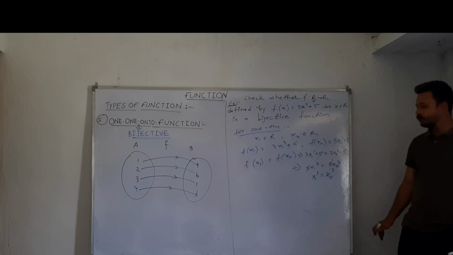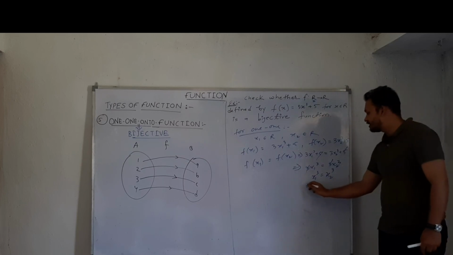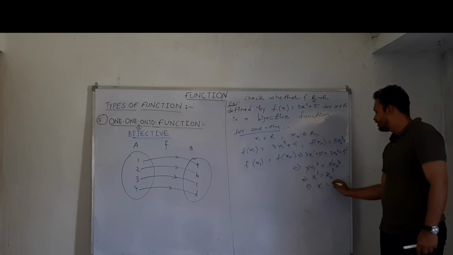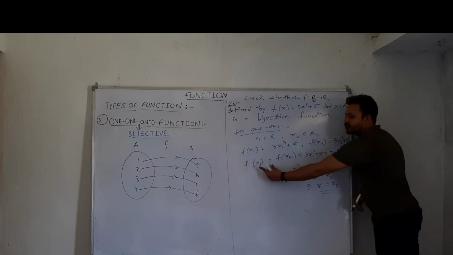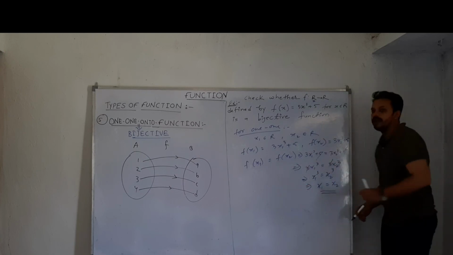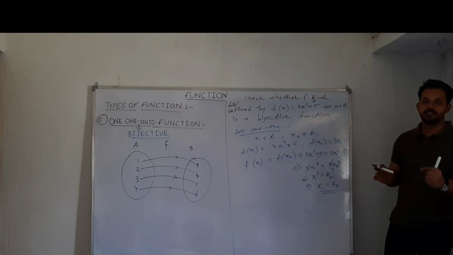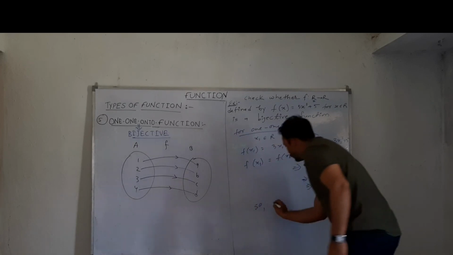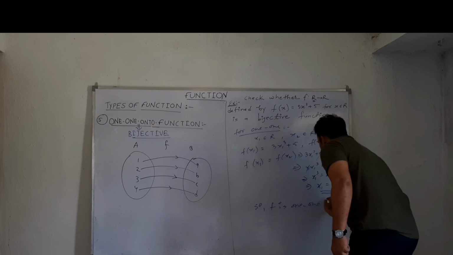Now we can conclude that if the cubes of two numbers are equal, then x1 is equal to x2. We took f of x1 equal to f of x2 and proved x1 is equal to x2. That means the given function is one-one. So we write: f is one-one function.